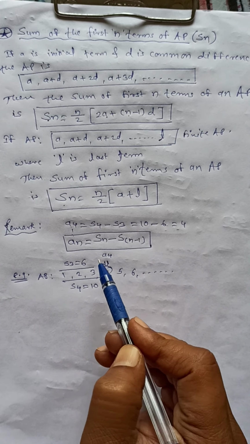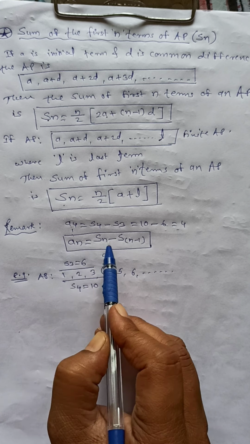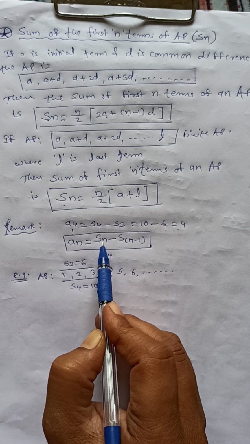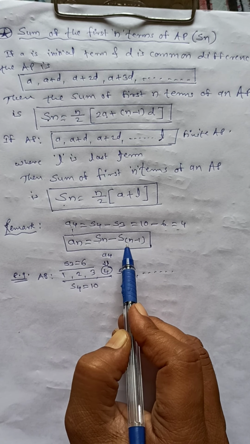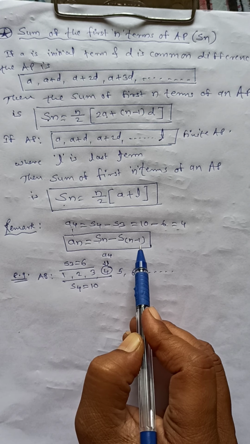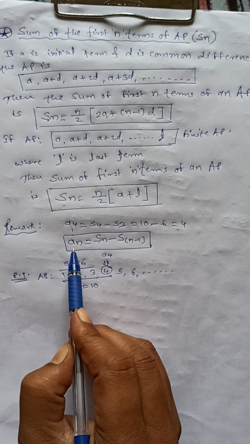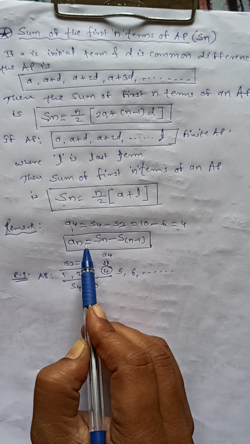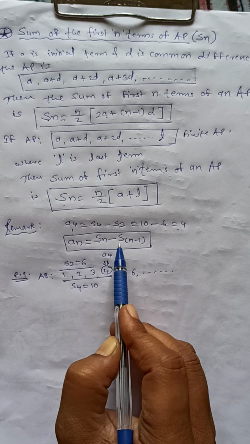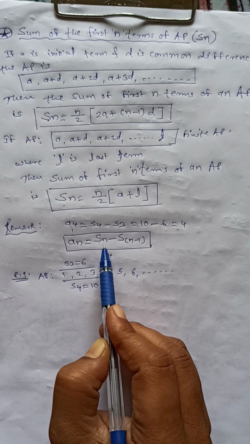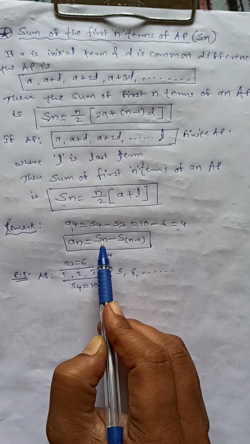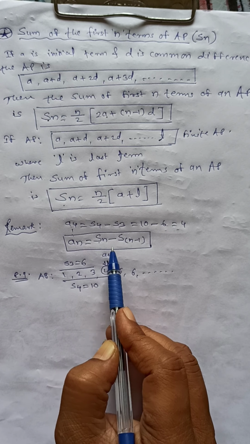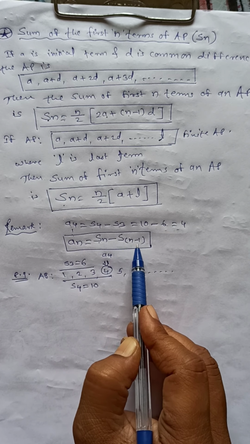So how can we define it? The nth term of an AP is the difference between the sum of the first n terms and the sum of the first n minus 1 terms. Got the definition? Difference means subtraction. Difference between what? The sum of the first n terms and the sum of the first n minus 1 terms. That is, An is equal to Sn minus Sn minus 1.